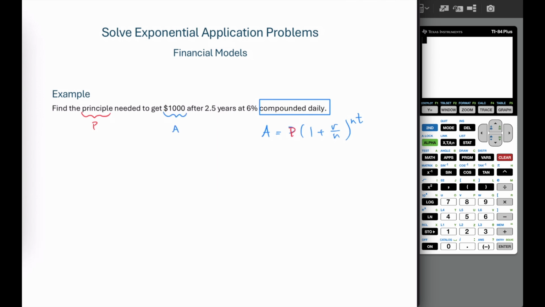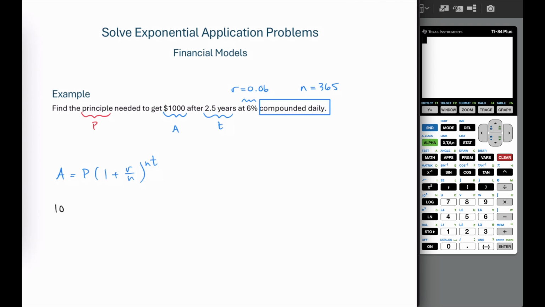We're given the maturity value, the amount of time, and the interest rate, which of course we'll need to convert to a decimal. We're also told that we're compounding daily, which means the number of compounding periods in 1 year is going to be 365. So let's plug all of this into our formula.